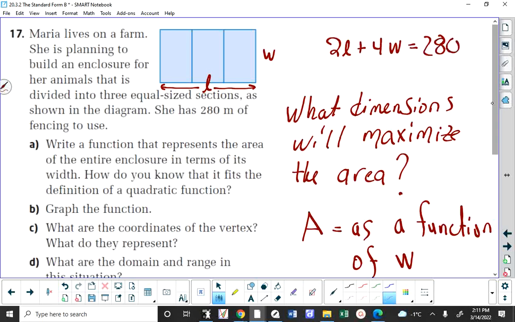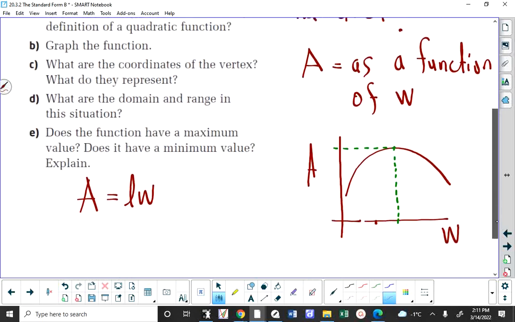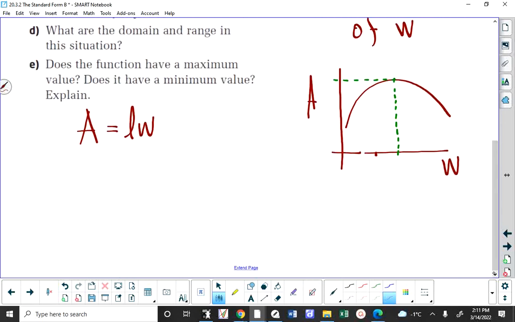And be very careful here. There's three sections, but there's a W here, here, here, and here. You've got 4 W's and 2 L's that are used for fencing. Let me write that equation down here somewhere where I can access it a little bit better. 2L plus 4W equals 280.